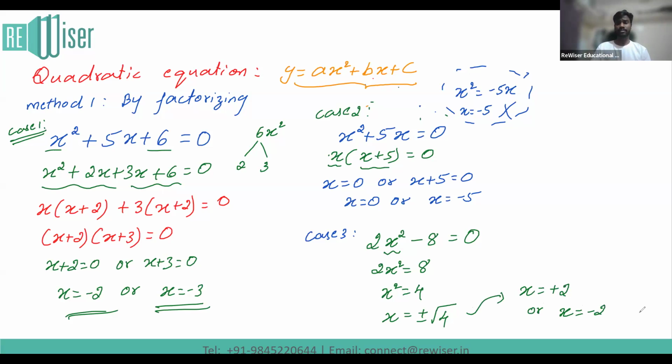And this is how you solve the quadratic equation using factorization. And the next thing is solving a quadratic equation using the formula method.